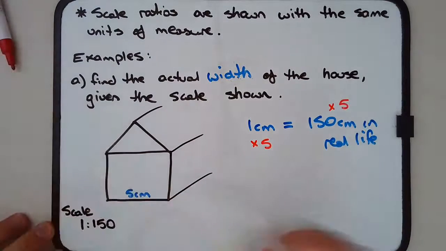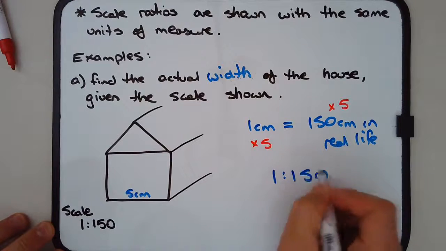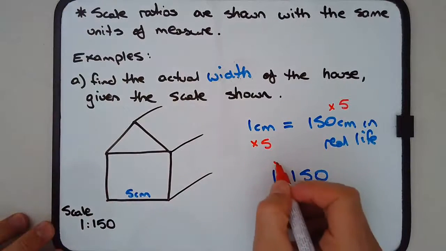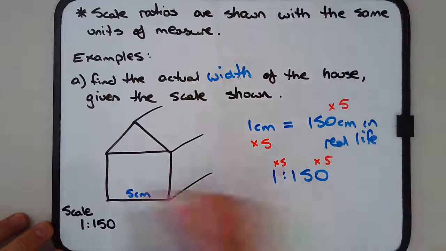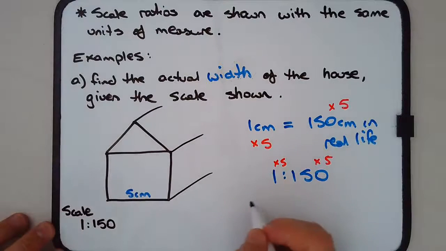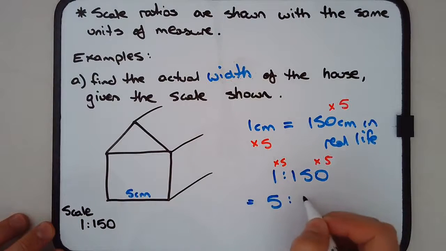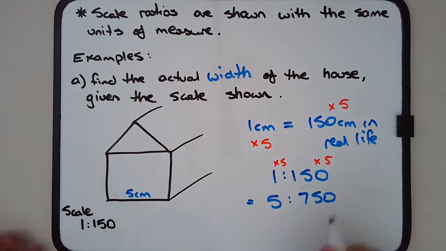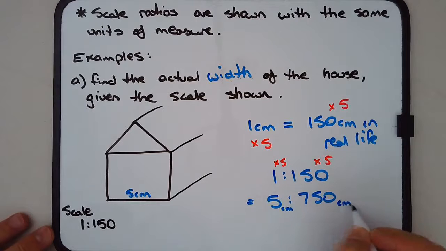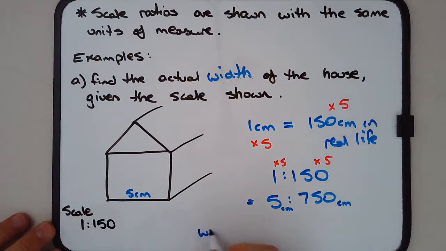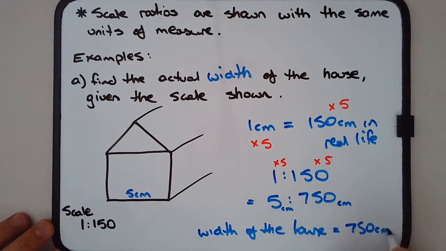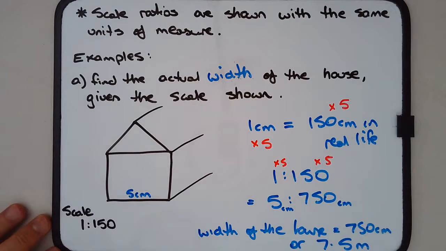Actually, that's another way I'll write it. If we multiply that by 5 and that by 5, it's an equivalent ratio. That's really the ratio 5 to 750, and that's 750 using the same units of measure, 5 centimeters to 750 centimeters. So the width of the house is equal to 750 centimeters, or if you want to express it in meters, 7.5 meters wide.